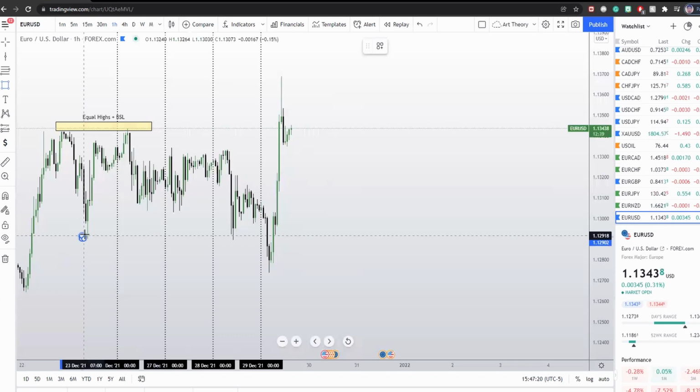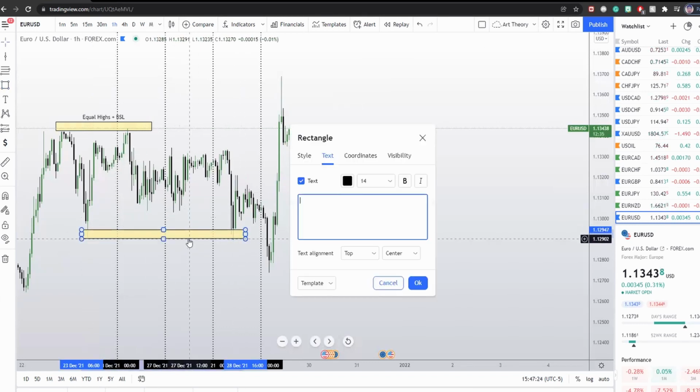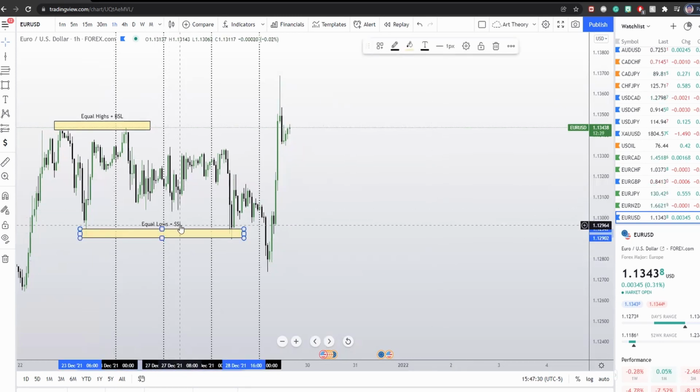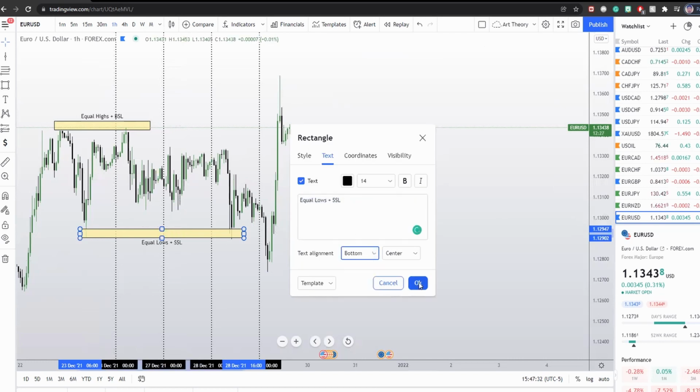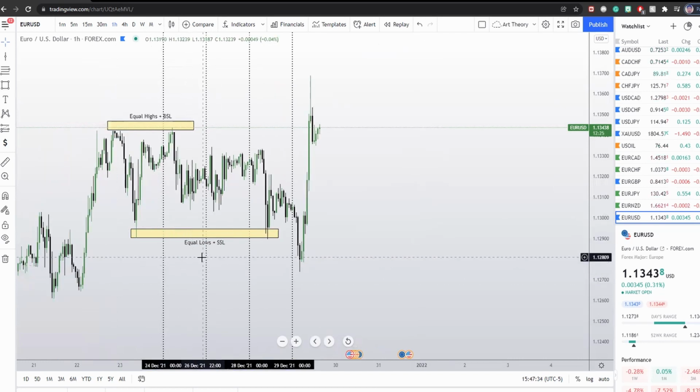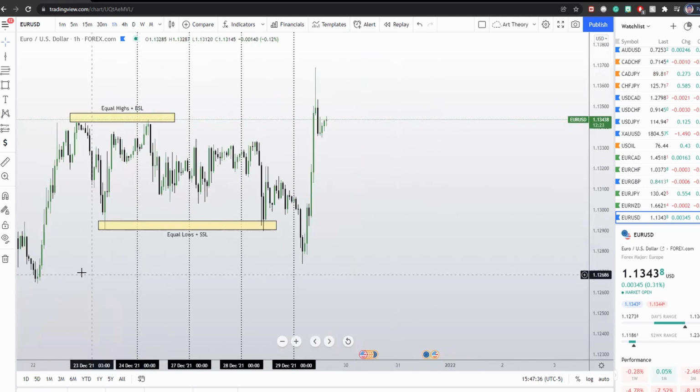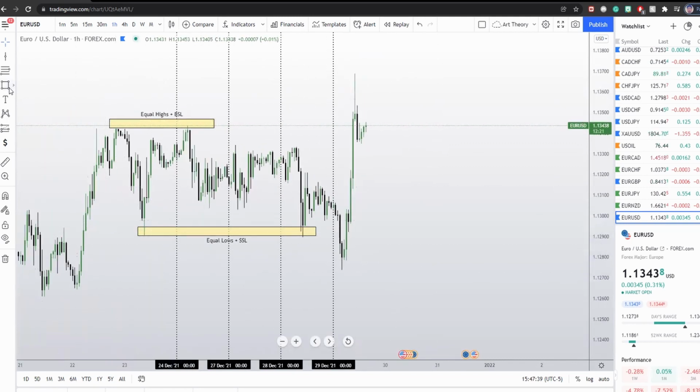Also I like to show you guys that there's sell side liquidity resting there, equal lows as well. Very, very simple. Sell side liquidity, let's put that on the bottom. Bang, bang, bang. Okay, very simple. I want you guys to start jotting these things down. This is how I usually practice as well.